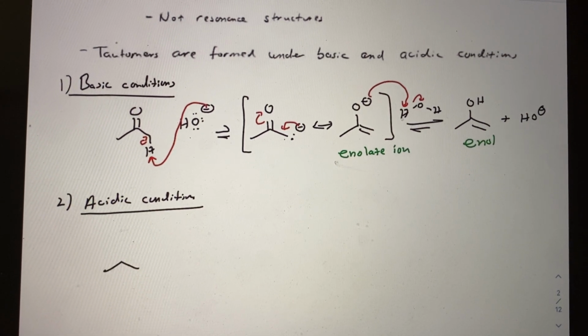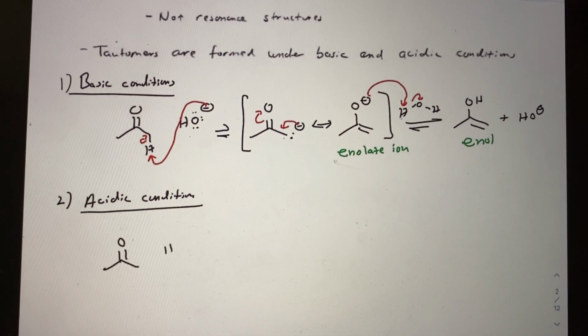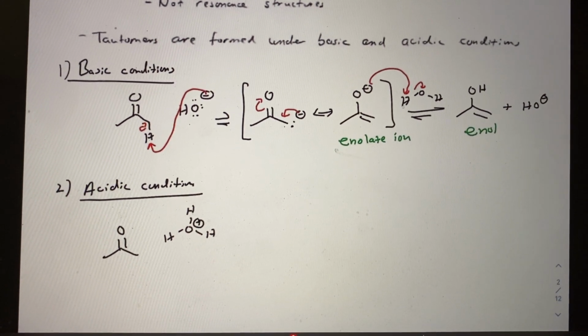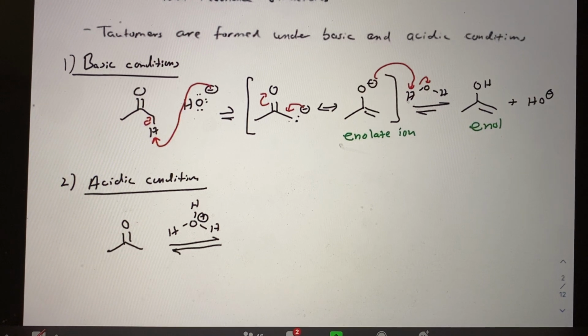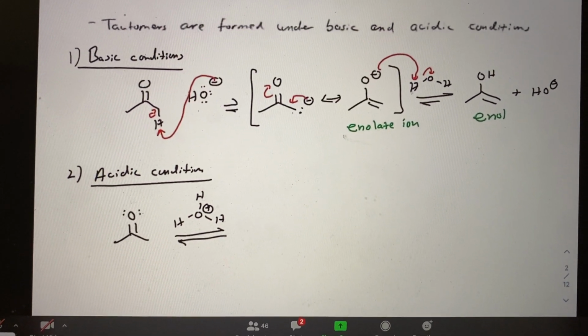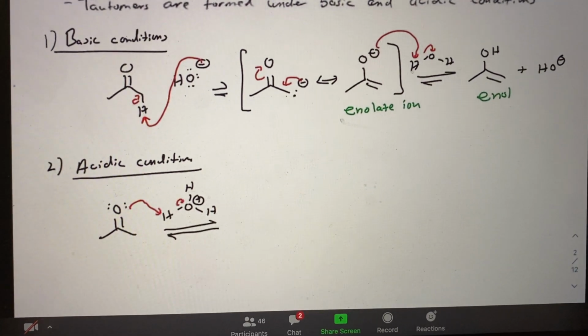So now let's start with acetone again. Now we have a little bit of acid around it, so hydronium, something like water and sulfuric acid. Now, just like what we saw with all of our other carbonyl compounds under acidic conditions, let's first protonate the carbonyl group.